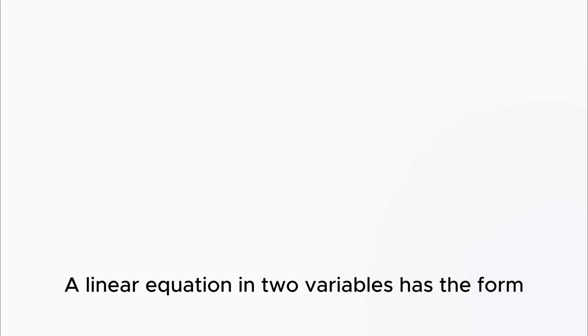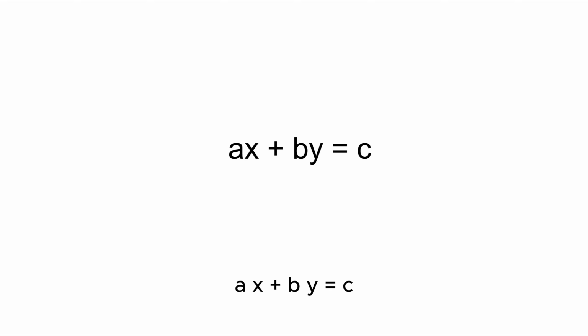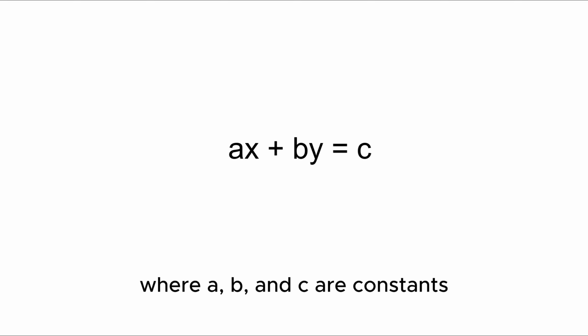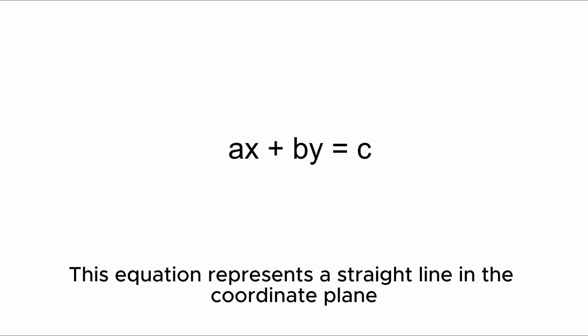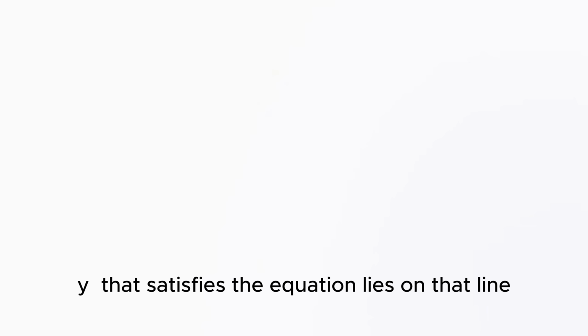A linear equation in two variables has the form ax plus by equals c, where a, b, and c are constants, and x and y are variables. This equation represents a straight line in the coordinate plane. Every pair (x, y) that satisfies the equation lies on that line.